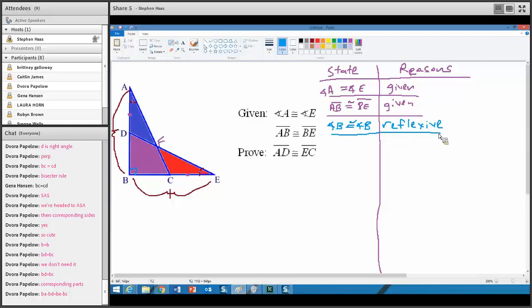So now we've got angle, side, angle. We've got this angle and this angle, this side and this side, and then angle B over here, which is these two big triangles. So now we can get triangle ABC is congruent to triangle DEB. Again, this whole thing and this whole thing. And this we did based on angle, side, angle.